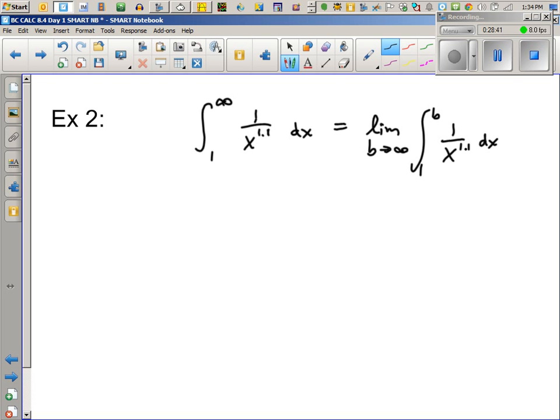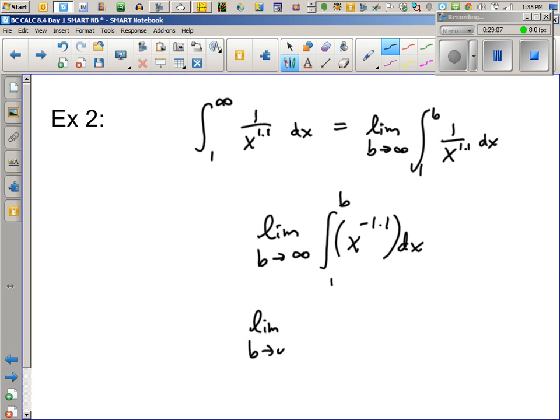Okay, so we made it proper. Okay, now let's talk antiderivative. So if you want to do the antiderivative, you might want to write this as x to the negative 1.1, because I'm supposed to be adding a power, right? So I like to always write it like that. So I'm going to be adding a power. What am I going to add? Add 1, right? Add 1 to the power.